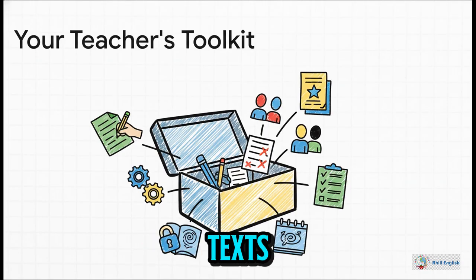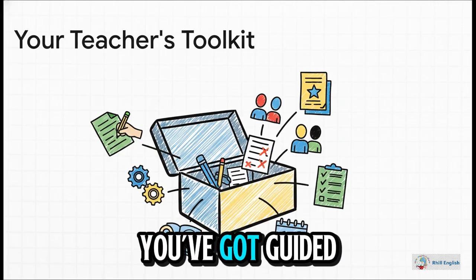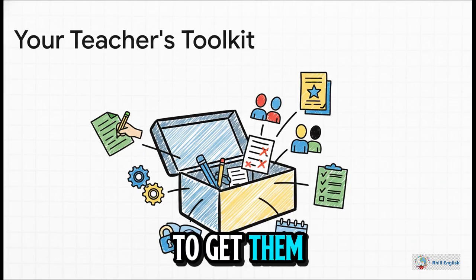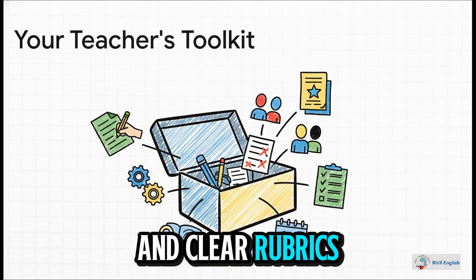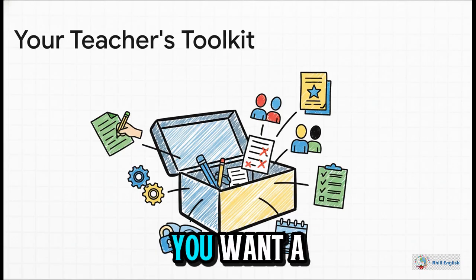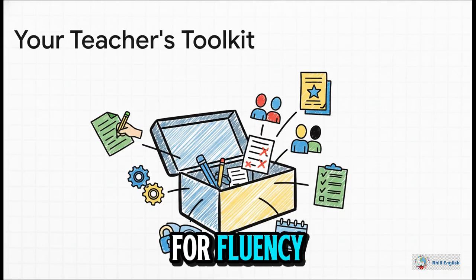You've got model texts, which are great for showing students, here's what a good one looks like. You've got guided writing to give them that extra support. You can use peer editing to get them helping each other out. And clear rubrics, so important, so they know exactly what you're looking for. And of course, you want a good mix of controlled practice for accuracy and freer tasks for fluency.